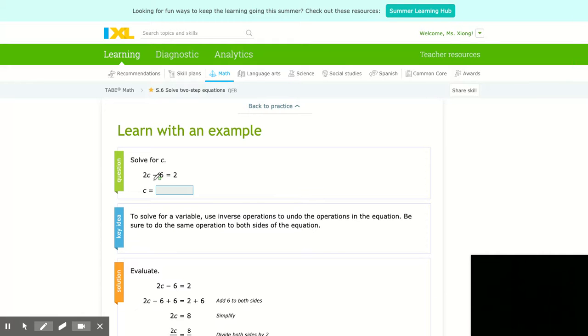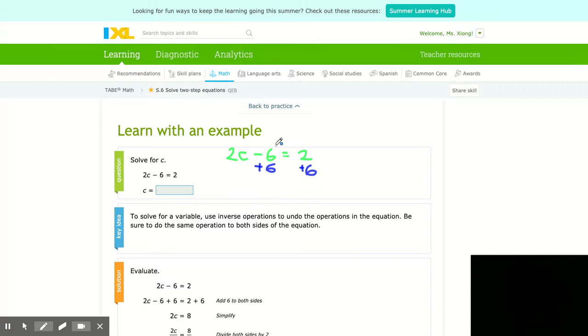So in order to do that, I see a negative 6 here. We're subtracting 6 on this side, so I need to add 6 to cancel it out. And whatever I do on the left side of the equal sign, I do the same thing to the right side. So we have 2c minus 6 equals 2. I need to get rid of this 6 here, so I'm going to add 6. If I add 6 here, I need to add it to the other side as well.